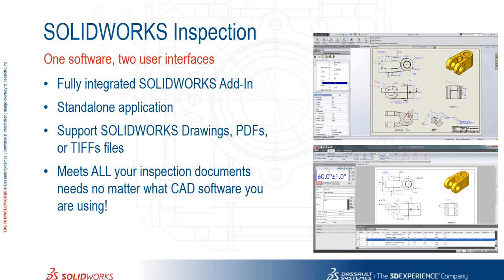Quality inspectors have to work a lot with different documents like drawings, PDFs, or scanned documents to create their first article inspection reports. That's why SolidWorks has developed two different platforms. One is an add-in version of SolidWorks Inspection, and another is a standalone application. If the quality inspector has SolidWorks installed on his system, he can use the add-in version directly inside SolidWorks. And if he does not have SolidWorks, and gets the drawings as PDFs and TIFFs that are scanned documents, he can use the standalone application of SolidWorks Inspection.